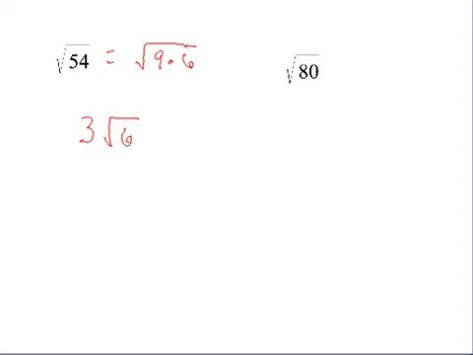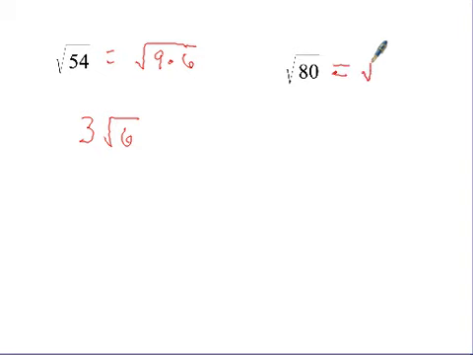Okay, so 80. Sometimes you might have to do a little bit of work to find the numbers that are perfect squares. What's a number that will go into 80? 8 and 10 will go into 80. I'm not sure that helps us a whole lot because neither of those are perfect squares. 5 and 16. Okay, so 16 will go into 80.